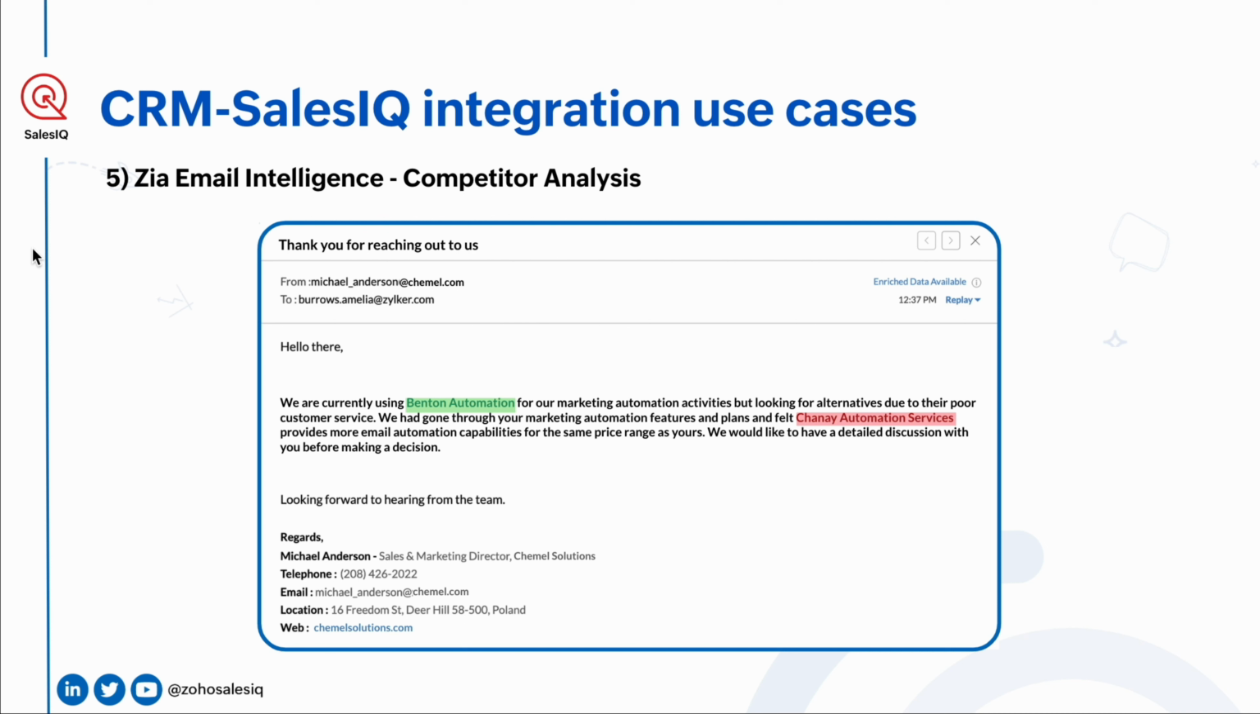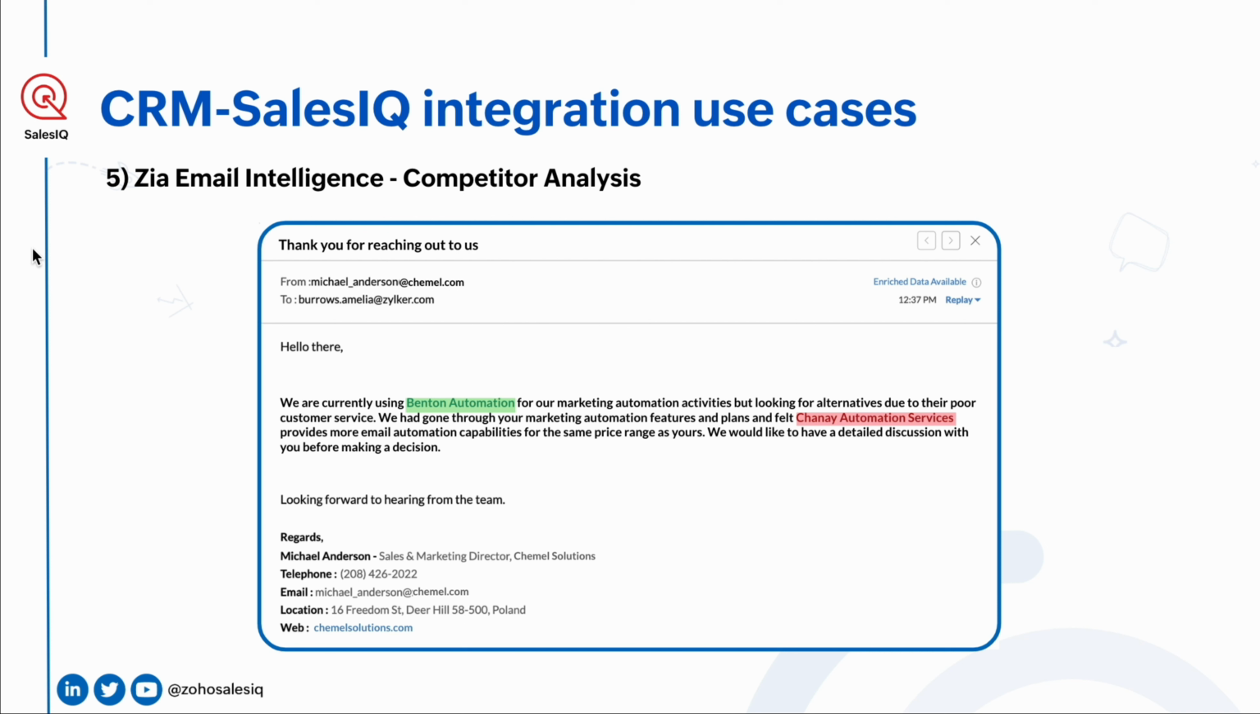And here comes the competitor alert feature, one of Zia's many capabilities that could actually notify you when your lead or contact mentions your competitors in their mail. Zia can analyze an email and understand if the customer sentiments are positive or negative towards your competitor. Now, let's have a quick look at an example.